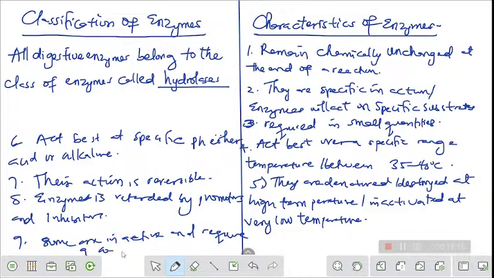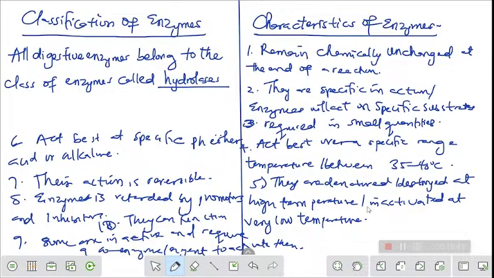Another thing is that they can function, let me go to number 10, they can function outside the body of the organism that produces them.